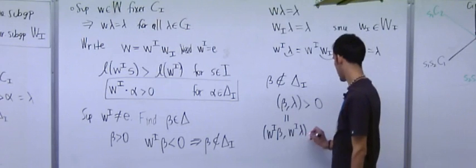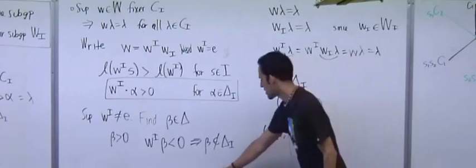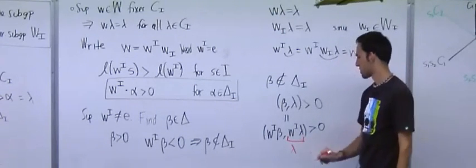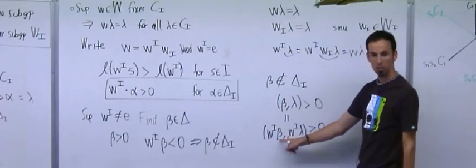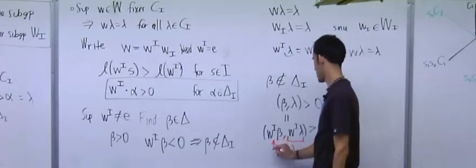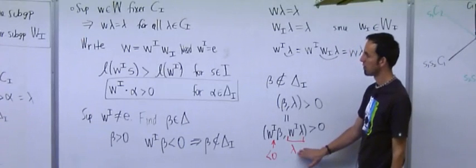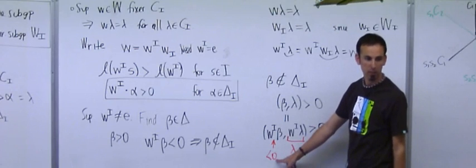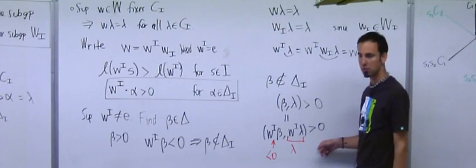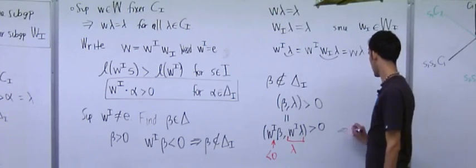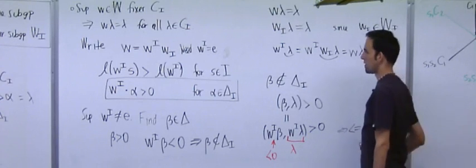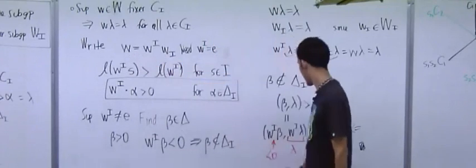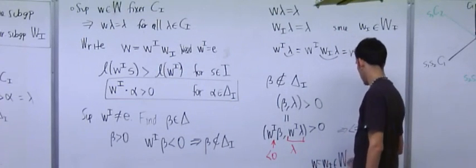But now what happens? Well, supposedly this is positive, but I claim that it's not positive. And the reason it's not positive is that what's this? Well, W super I lambda is lambda, and W super I beta is negative. So I'm taking lambda, which is in my fundamental domain, I'm taking the dot product with a negative root, and so that's going to have to be negative. But I just proved that it's positive. So that's my contradiction. Okay. So this is a contradiction. And I conclude that my assumption was wrong, that W super I was not the identity, and therefore W is equal to W sub I, which is an element of big W sub I.